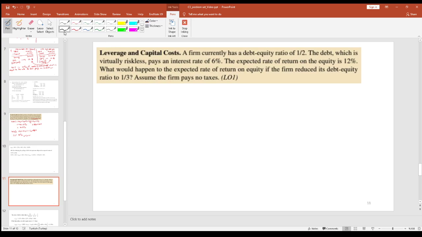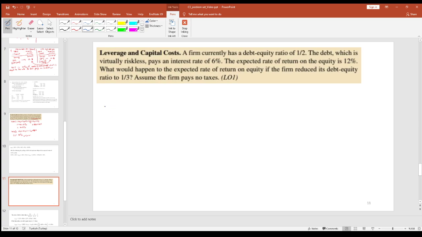All right. So the next question, you can also take a look here. Again, we have another problem here. Leverage and capital cost, similar problem, almost similar. A firm currently has a debt equity ratio of 1.2. The debt, which is virtually riskless, pays an interest rate of 6%. The expected rate of return on the equity is 12%. What would happen to the expected rate of return on equity if the firm reduced its debt equity ratio to 1/3? Assume the firm pays no taxes.